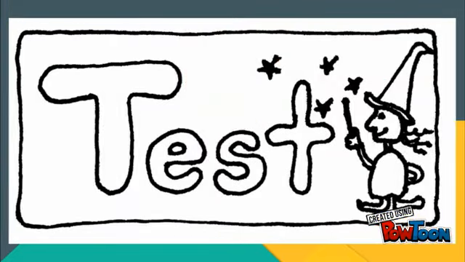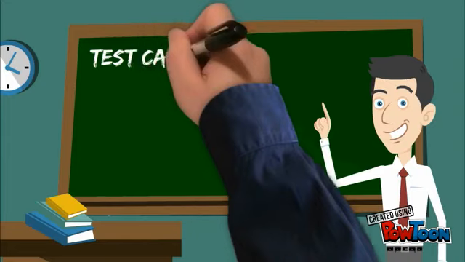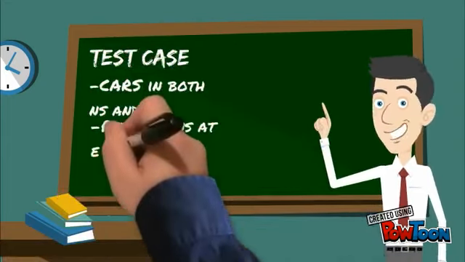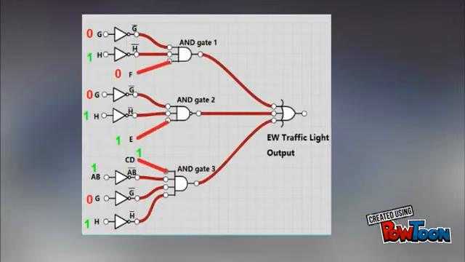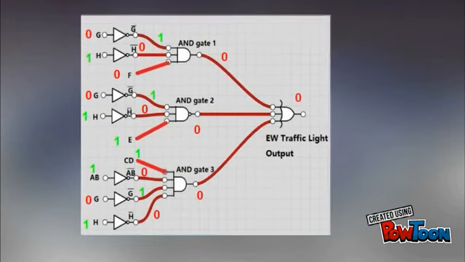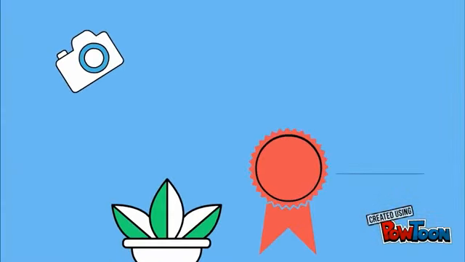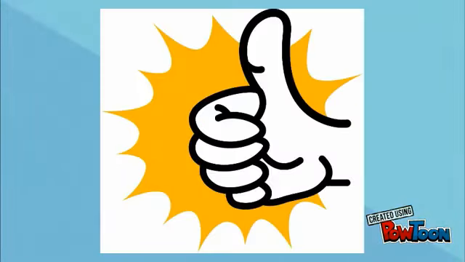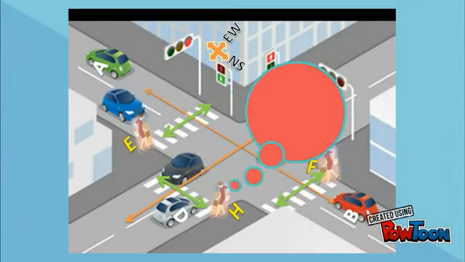So let's test our circuit with some inputs, shall we? We shall consider a test case where there are cars in both the north-south and east-west directions, and where there are pedestrians at E and H. So we will consider the east-west traffic light output, and these are the initial inputs for this output. Now, please watch as you see how the inputs add up to the final output. Since the final output is 0, this translates into a red traffic light. This shows that our circuit is working well, as there are pedestrians waiting to cross H, and therefore the EW traffic light must be red.